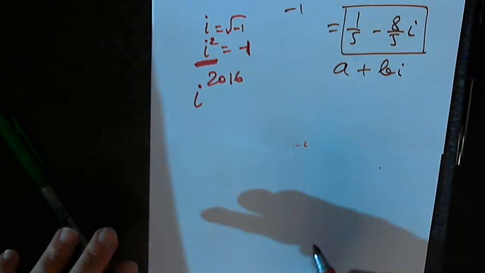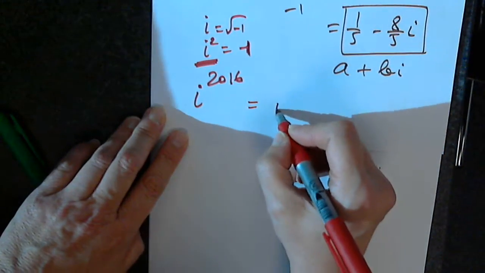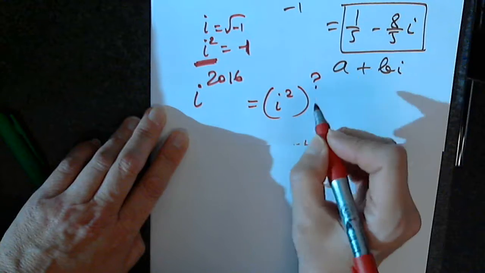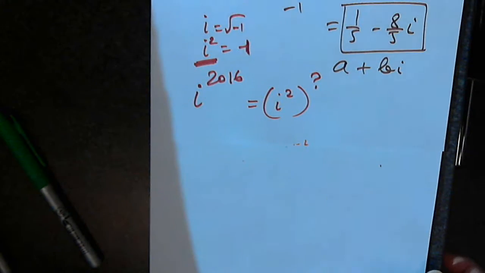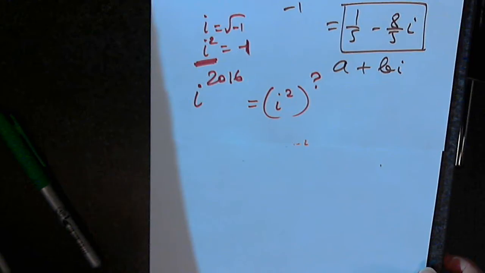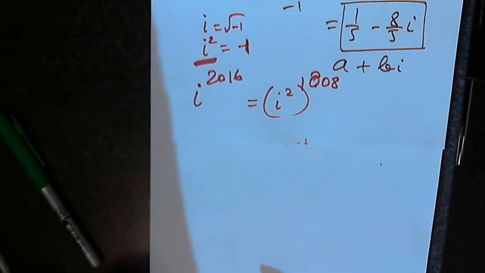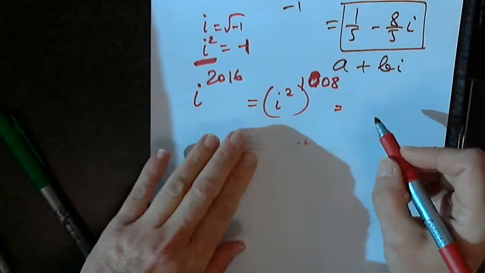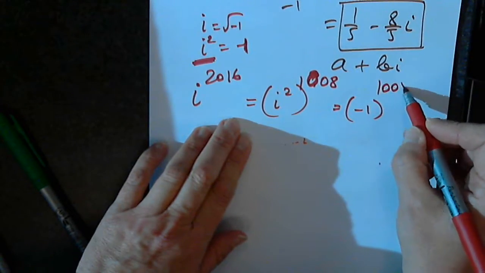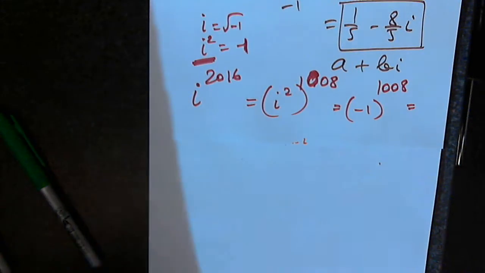So now I know that there is a way of rewriting this, because 2016 is an even number, as i squared raised to a power. Can anyone give us that power? What power do I raise i squared to get i to 2016? 1008. One more time. How much is i squared? And how much is negative 1 to 1008, since the power is even and I raise negative 1? It's 1.